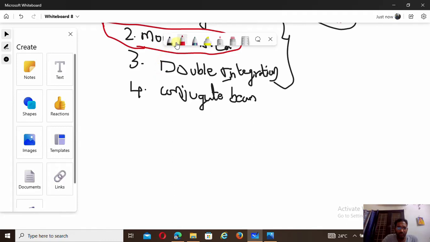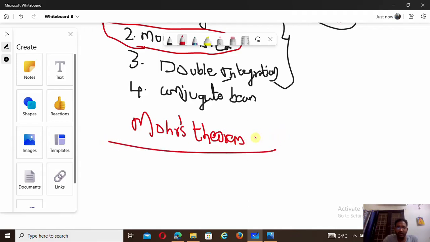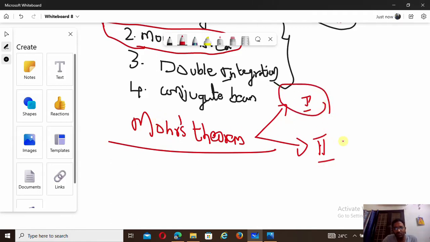The moment area method is also known as Mohr's theorems. In these Mohr's theorems, we have two statements: Mohr's theorem 1 and Mohr's theorem 2. What stands for 1 and what stands for 2, we'll discuss.